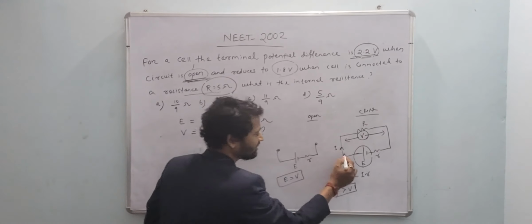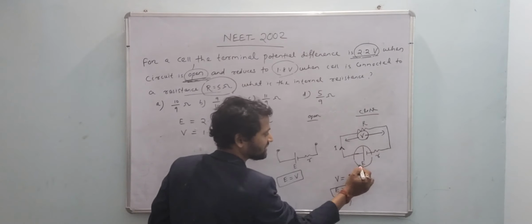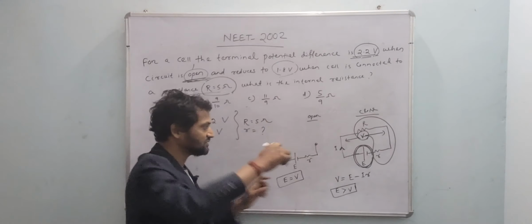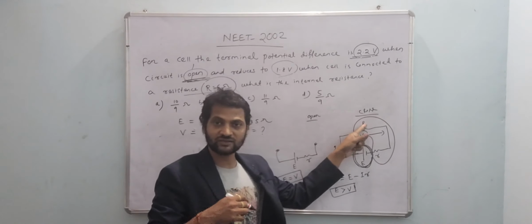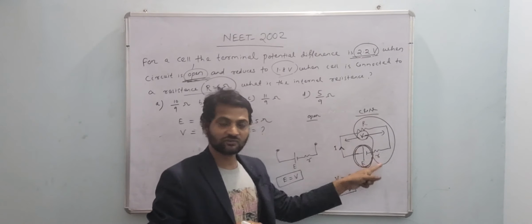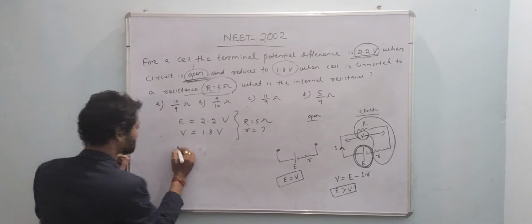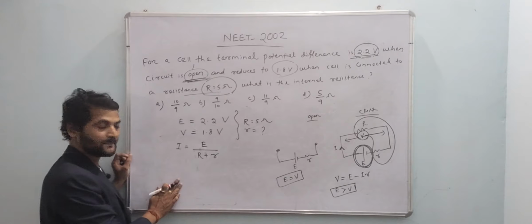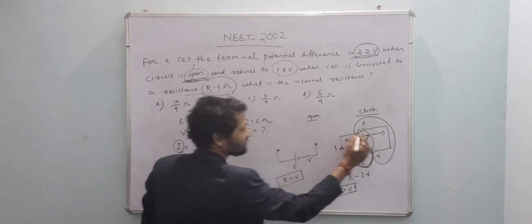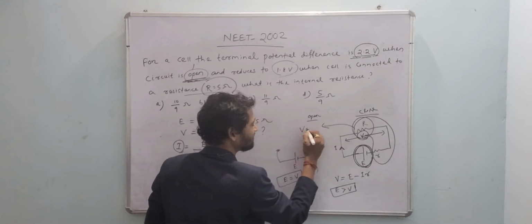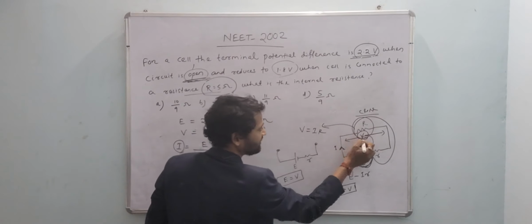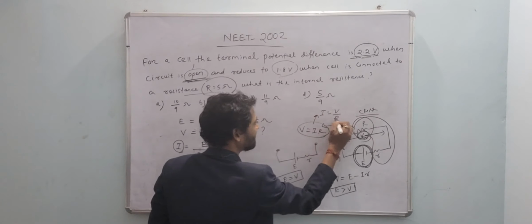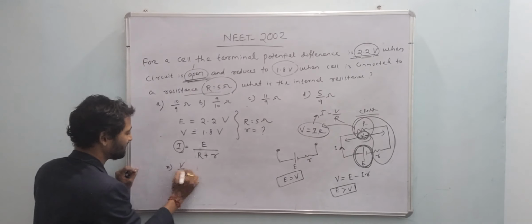So one thing you remember, here the total current through the circuit is nothing but E by R plus r. Because in the circuit, what is the total resistance? Both are in series. Total resistance is R plus r. What is the EMF? E. Then we can say I is equal to E by R plus r. Then what is I? As you know, V is equal to I into R, so I will be V by R. So here we can put V by R.